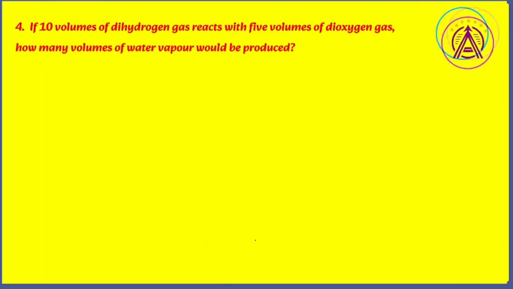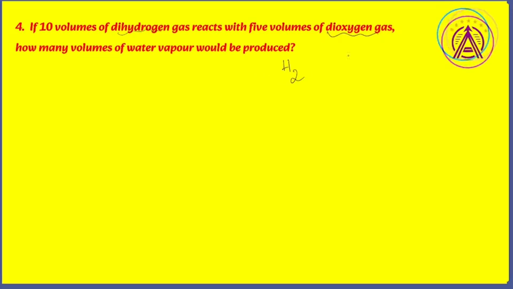Question number 4. If 10 volumes of dihydrogen gas reacts with 5 volumes of dioxygen gas, how many volumes of water vapor would be produced? So here, the first step you need is you need to understand the reaction. So it is given over here. Dihydrogen is what? H2.